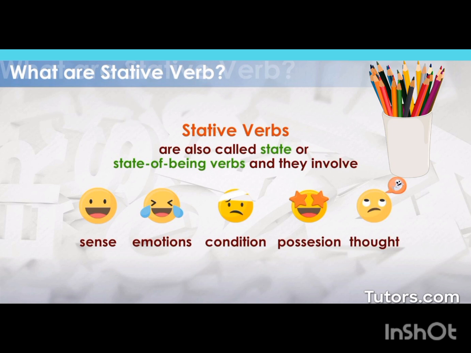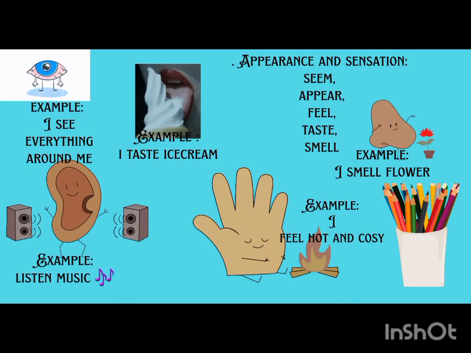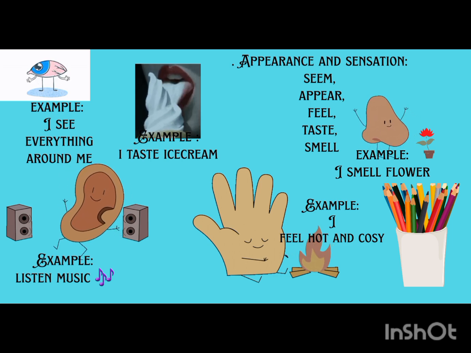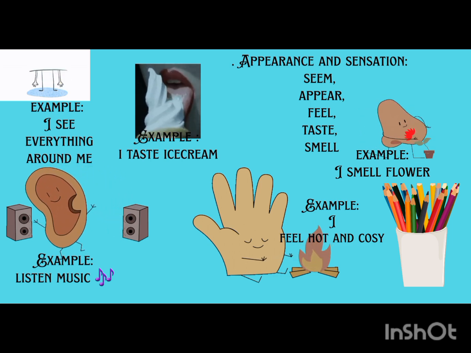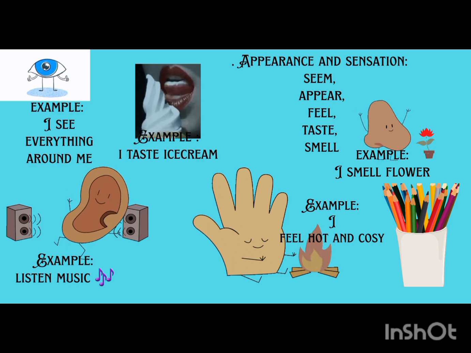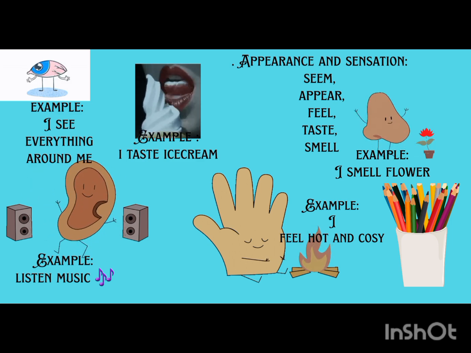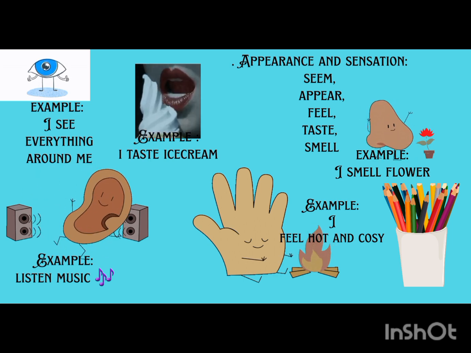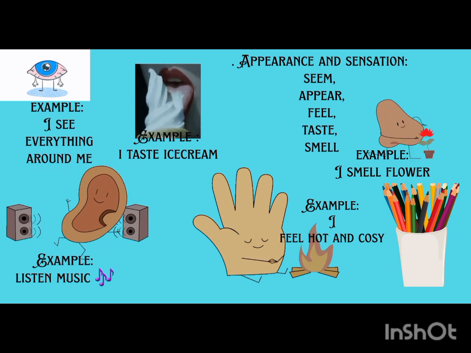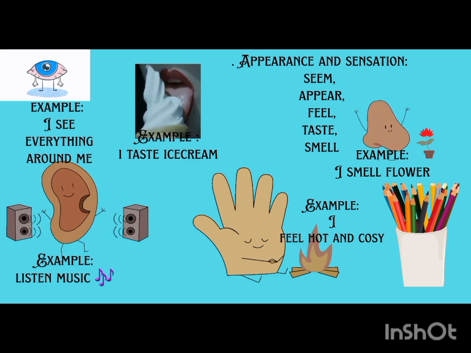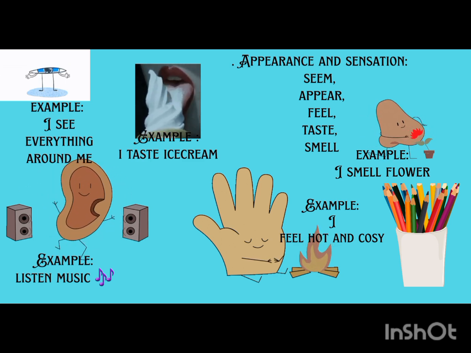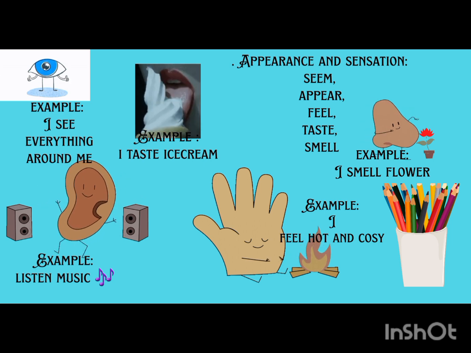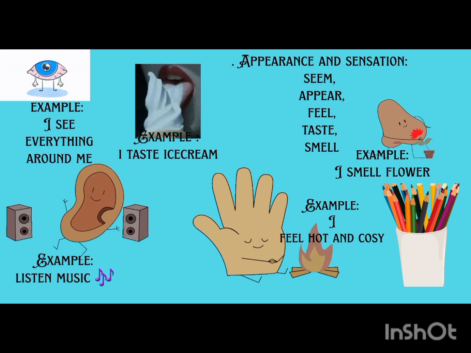Stative verbs are also called state of being verbs, and they involve senses, emotions, conditions, position, and thought. I have given you examples also. You can see from this: eyes, ears, hand meaning skin, nose, tongue. These are all the five sense organs, and we use them in simple present tense, not in present continuous tense. These are all examples of stative verbs.